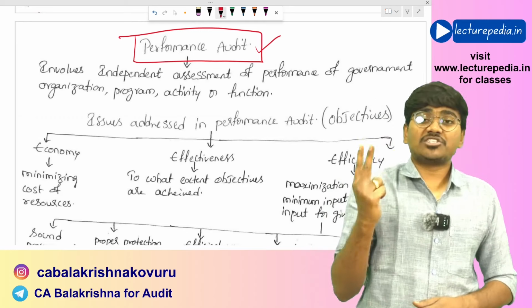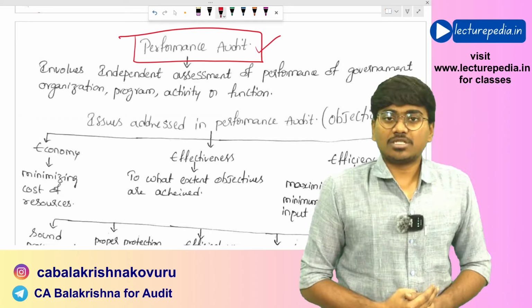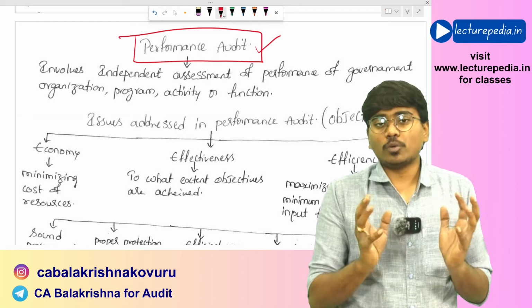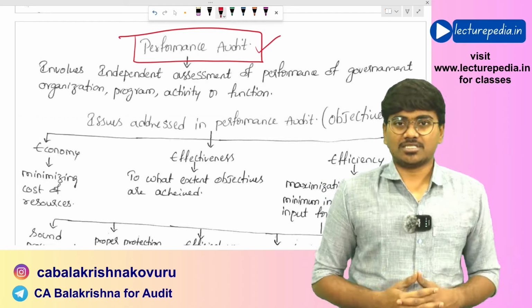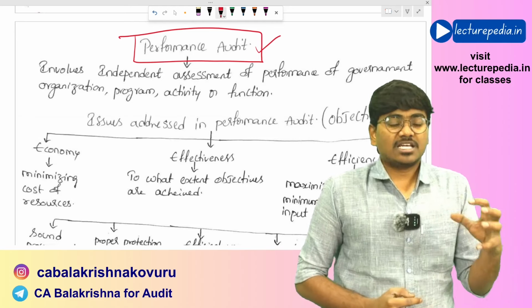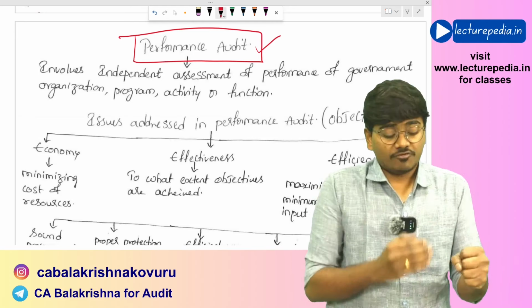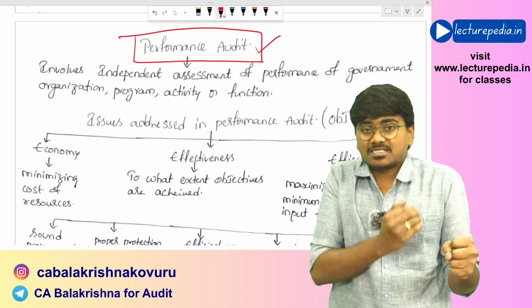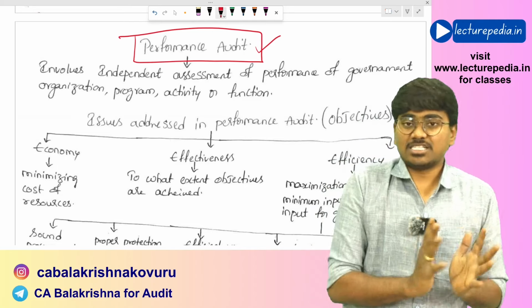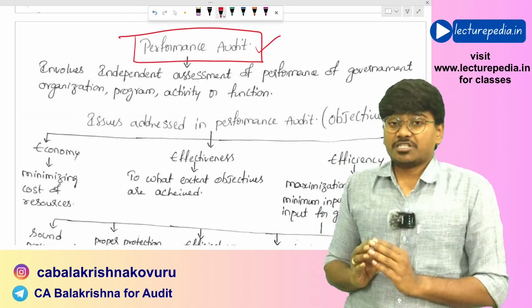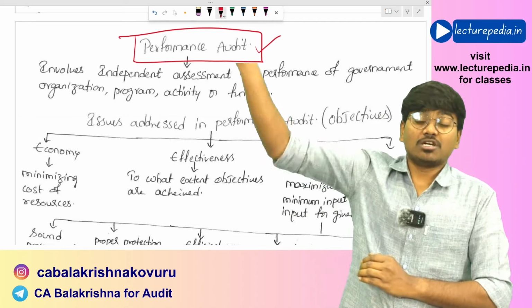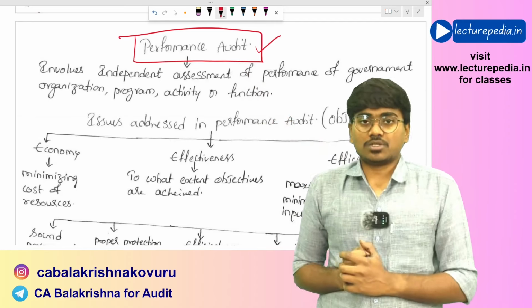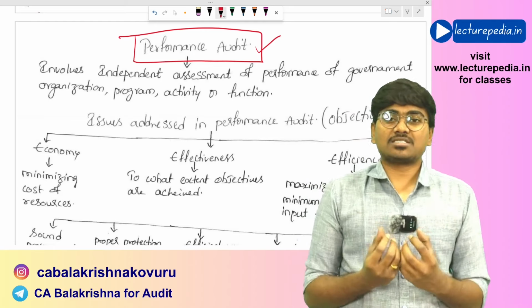Next, efficiency. There are two ways in which you can measure efficiency. One is achieving a given amount of output with as few resources as possible. The other is achieving maximum output with a given amount of resources. This is known as efficiency.